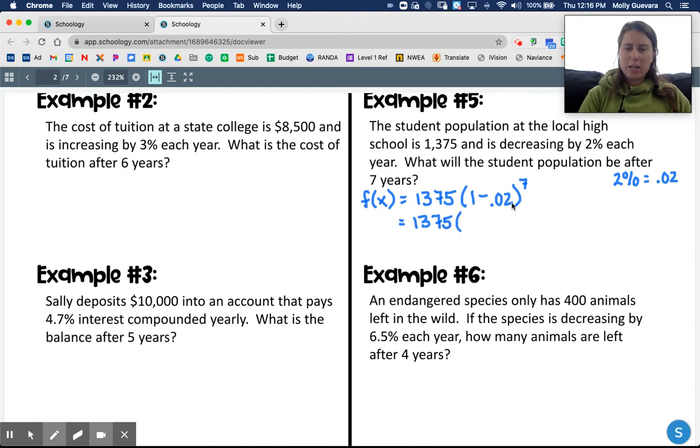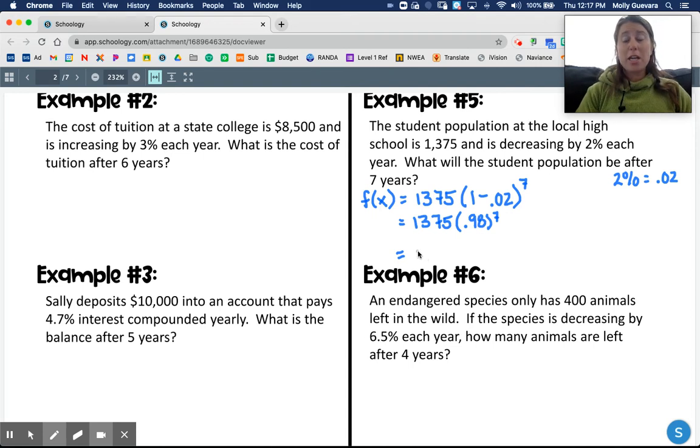Now, if I have $1 and I minus 2 pennies, I'm left with 98 cents. A very common thing is that people think that if the problem is decreasing in value, all they have to do is put in a negative 0.02. That is not how it works. It's always 1 minus the decay rate. Okay? Make sure you try this in your calculator to see what you get.